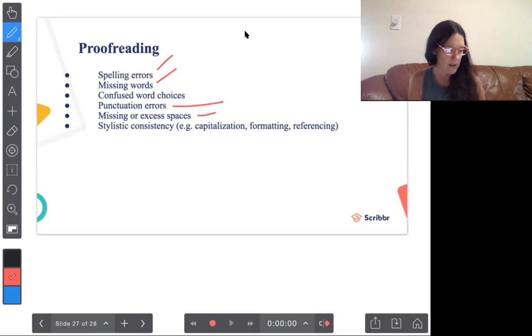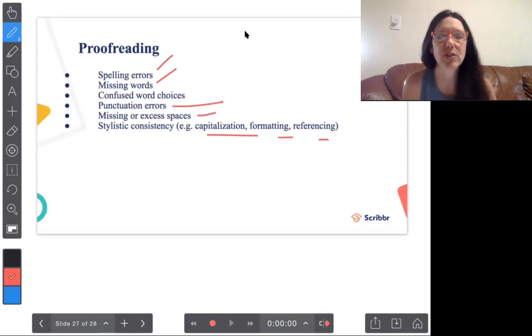Too many spaces, right? Formatting, referencing, all that kind of stuff. Make sure you're all very consistent throughout. Because again, anytime weird stuff like that shows up, it irritates the reader. And again, if the reader's grading you or peer evaluating you, you don't want to irritate them. You want it to all be nice.